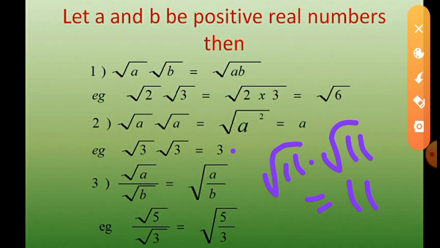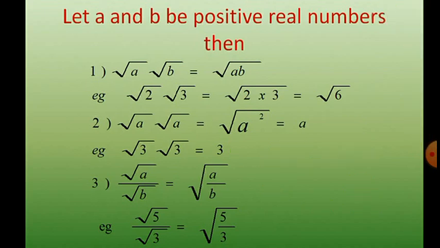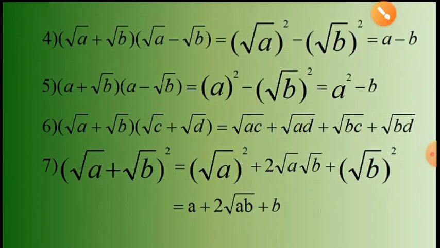Okay. Next one. Root A by root B. We can write it as root of A by B. For example, root 5 by root 3. We can write it as root of 5 by 3.